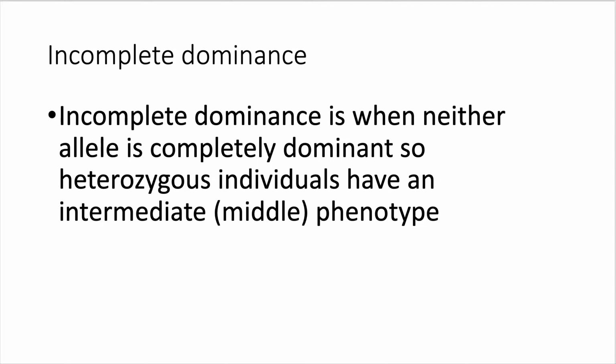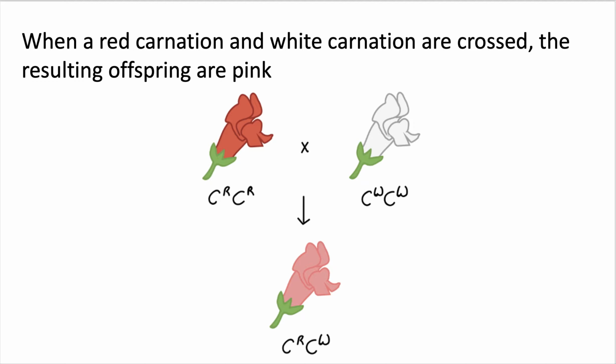So for example, this happens in a lot of flowers. When a red carnation and a white carnation are crossed, the resulting offspring are pink. So here is your red carnation, and you can see here that they have used capital letters for both the red and the white. They used C for color, and then they have an R for red and a W for white. That is because neither one of these is dominant to the other one, so it didn't make sense to have, for example, a capital C and a lowercase c, because one is not recessive.